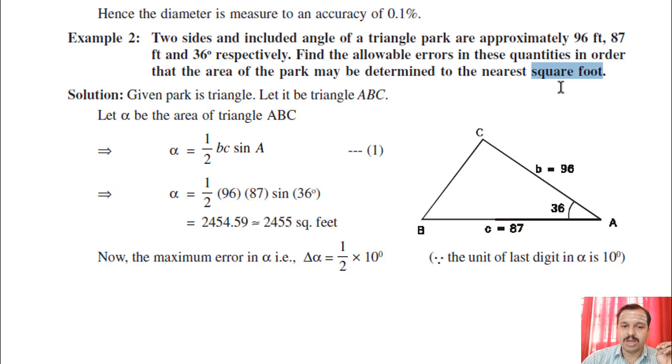That we have to do. Okay, let's start the solution. Now here, what is the given thing? Park is triangle. This is the given data, and assume that park is triangle ABC like this. So park has been assumed as triangle ABC.